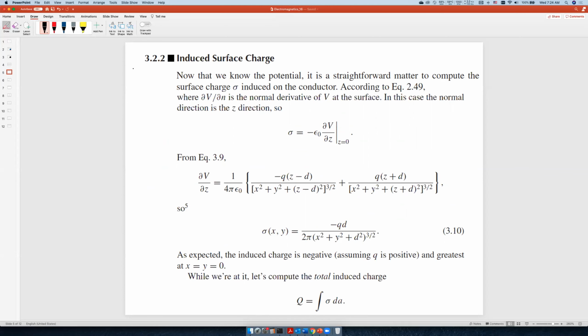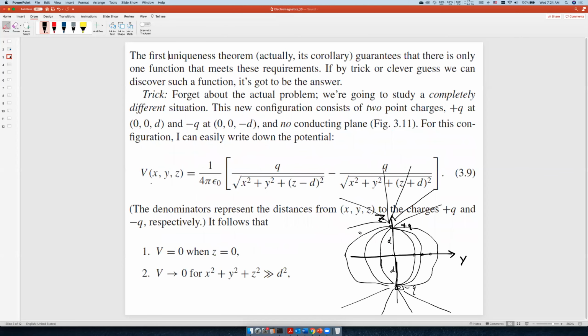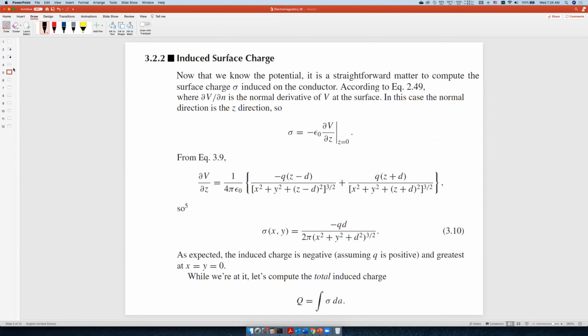Now we have calculated the potential, which is shown here. Now let's continue to calculate some other features. First, let's calculate the induced surface charge. Now we know the potential, so it's straightforward to calculate the surface charge density induced on the conductor. If you go back to equation 2.49, then you can use the equation to calculate the surface charge.